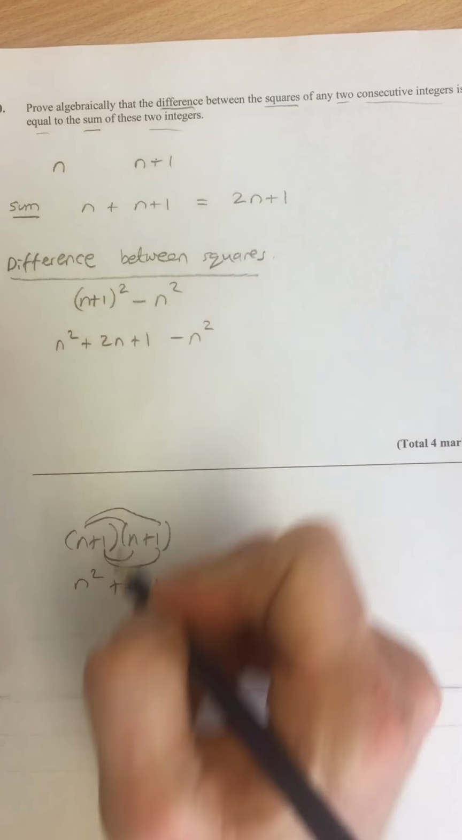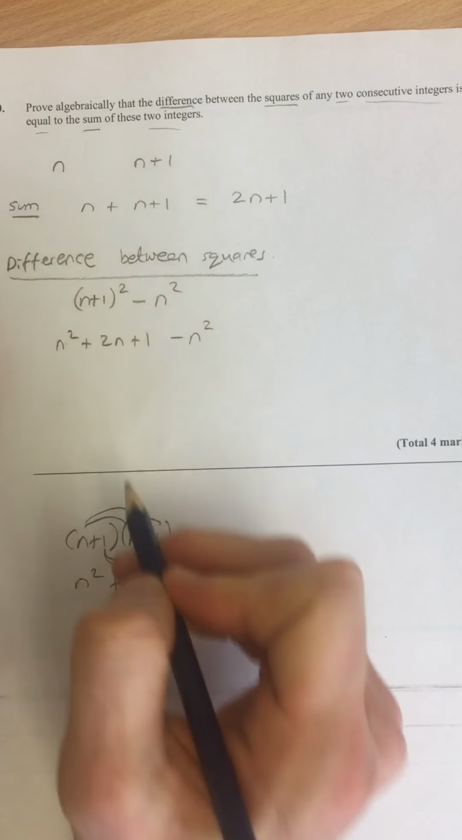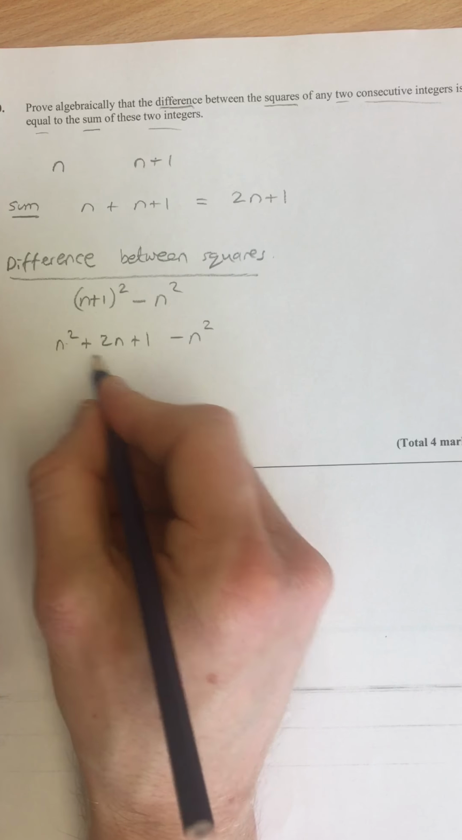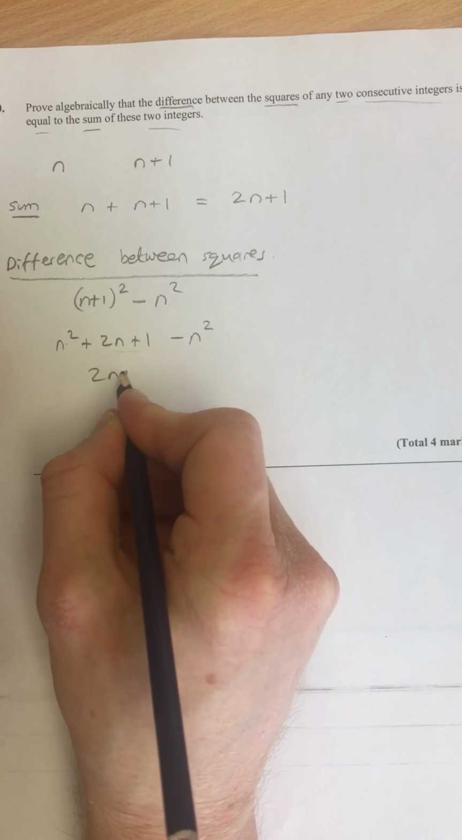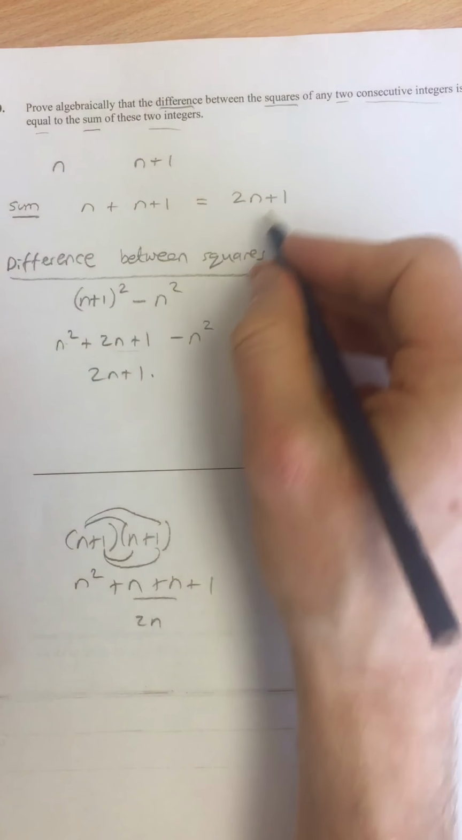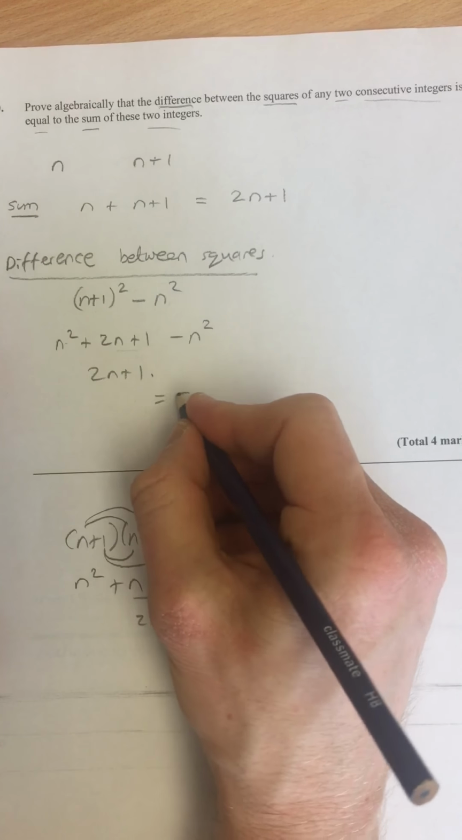Take away n squared. We can see here that n squared take away n squared will disappear, and I will just be left with 2n plus 1. And we can see this is equal to the sum.